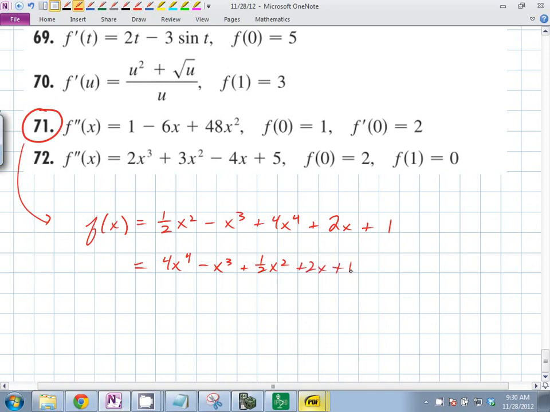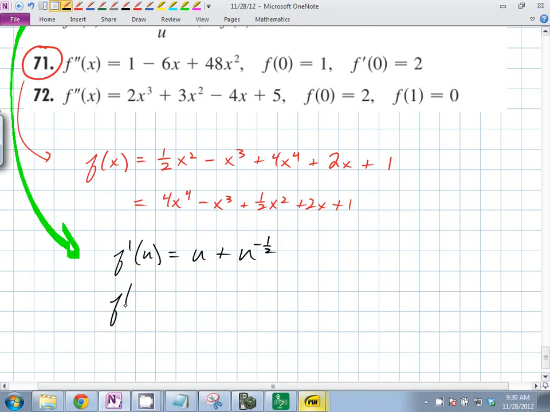70, what do you do first? Oh, wait. Simplify: u plus u to the negative 1/2. So if you do the antiderivative, the general one, what's that going to be? 1/2 u to the... plus what? 2u to the what power? To the 1/2. 1/2 plus what? C. Plus C. To finish this, we need the value of C.